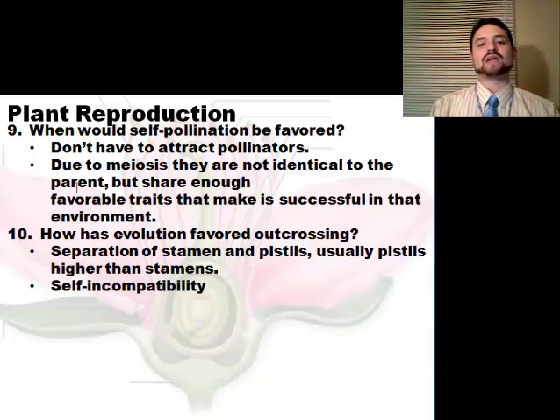How has evolution favored outcrossing? Outcrossing, of course, is reproducing with something else in the environment. So evolution has favored that because you obviously get more variation. And plants have adapted to that.